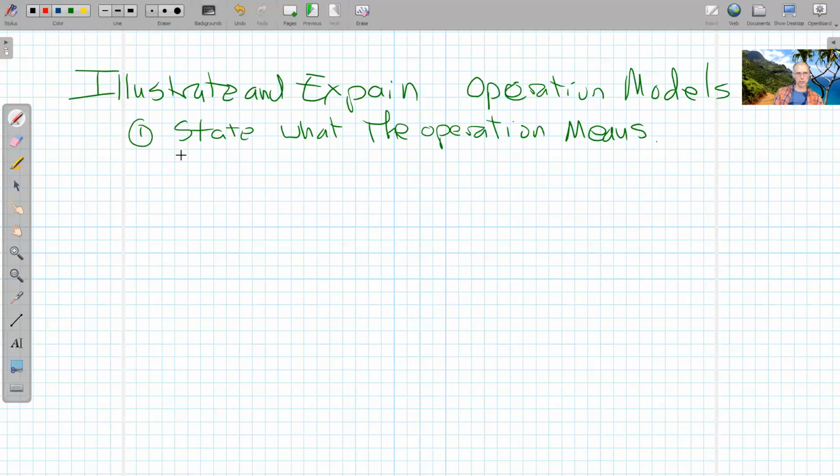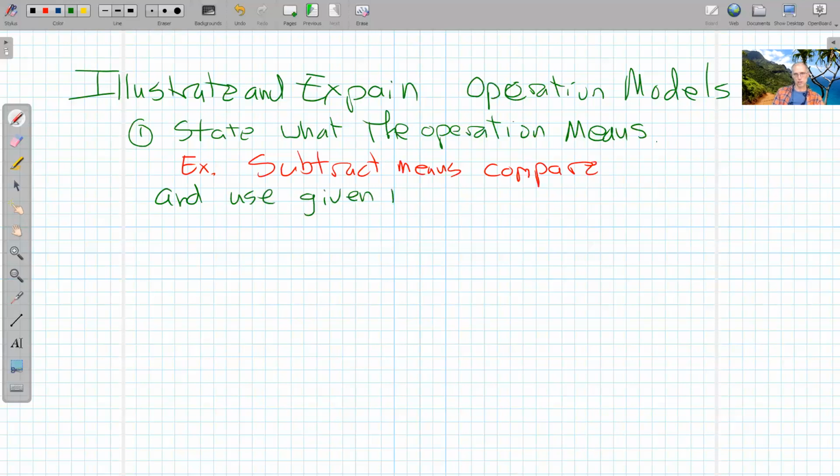Right, so for example, here, you might do something like subtract means compare. And then not only do you want to do that, you want to state what it means in context of the numbers. So you're going to state what the operation means and use the given numbers. Right, you want to demonstrate you clearly know what you're talking about. So continue this example for the subtract means compare for that problem on the test.